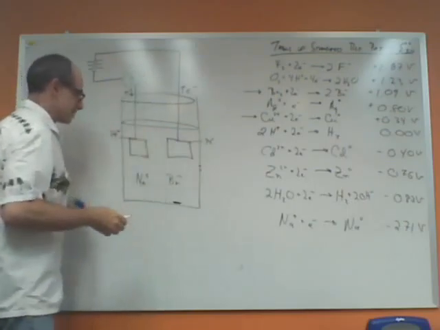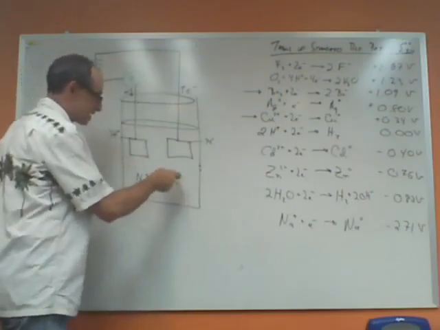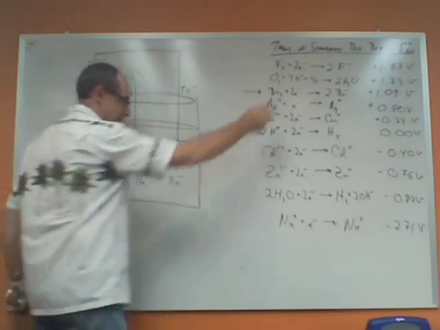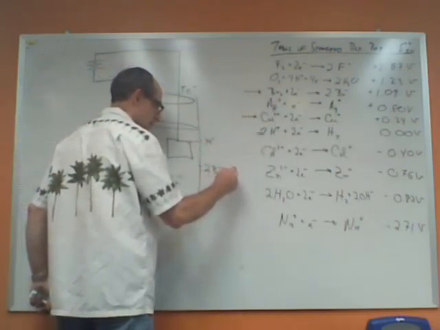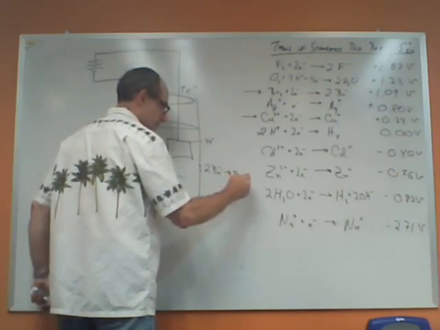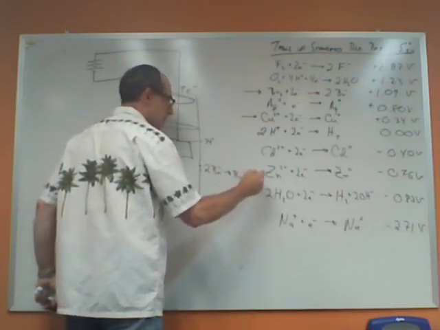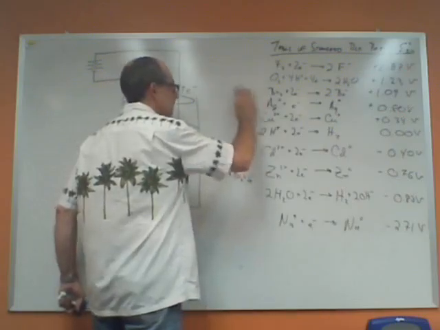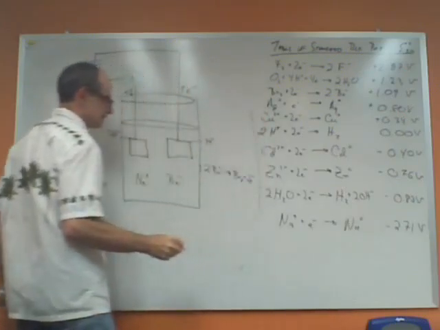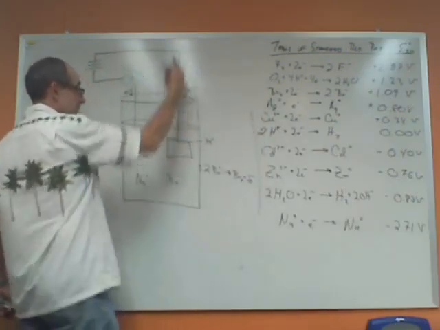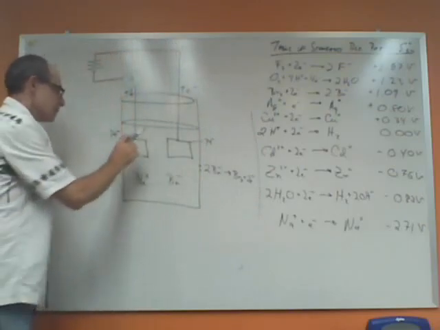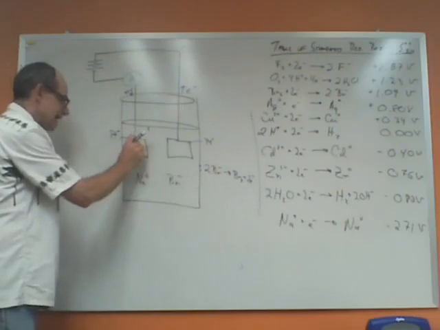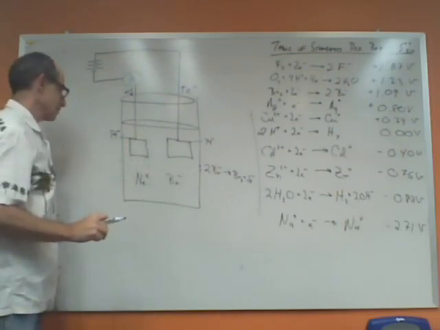As I start now to pass my current, as you might guess, since I've got bromide ion present, I already know that those bromide ions will be oxidized to bromine molecules and release electrons, and those electrons will be coming back into the power supply. What's going to happen, though, at the cathode, where the reduction is going to occur?